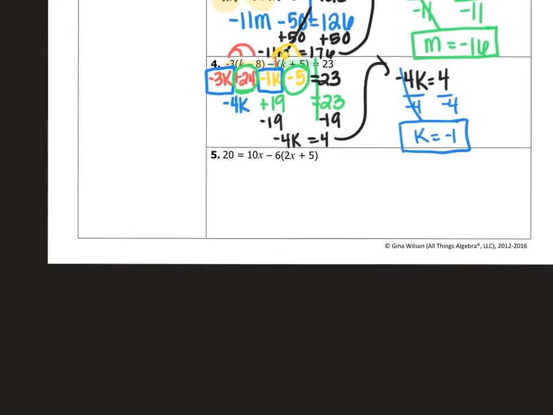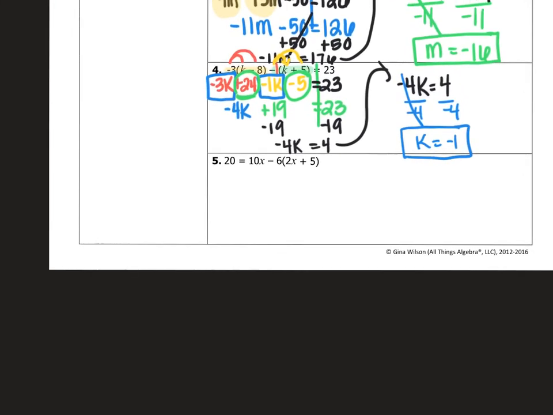Okay, let's work on number 5. Draw a line down my equal sign. I need to first see, is there anywhere where I can distribute? And I see a set of parentheses right here. This negative 6 can distribute or multiply. So negative 6 times 2x is negative 12x. And negative 6 times 5 is negative 30. I didn't touch the 10x, so I'm going to bring the 10x down in front, the equal sign, and the 20.